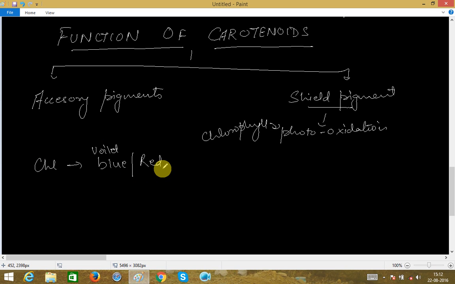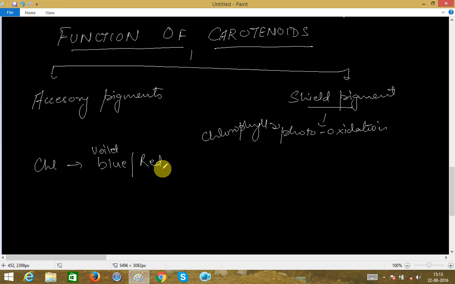What about the other regions? From there also the sunlight has to enter. So that function is done by these carotenoids. Carotenoids can help if they can absorb light energy of wavelength other than that absorbed by the chlorophyll.